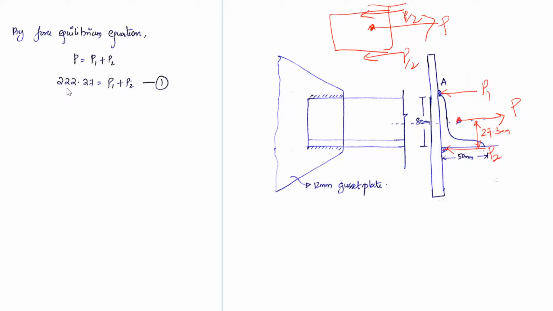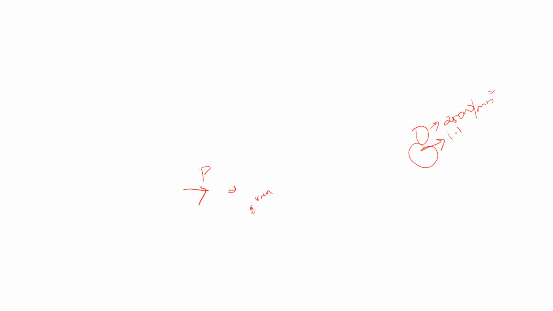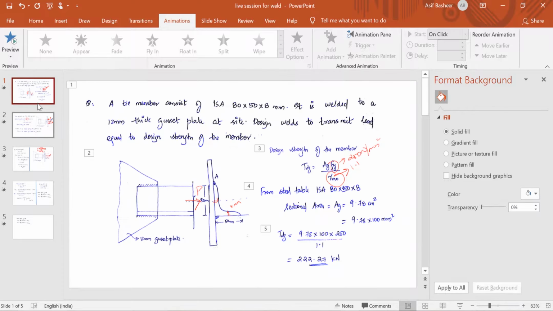You have obtained this as 222.27 kilonewton. Do you remember getting that? You obtained this value as 222.27 kilonewton. So that is the value for P.